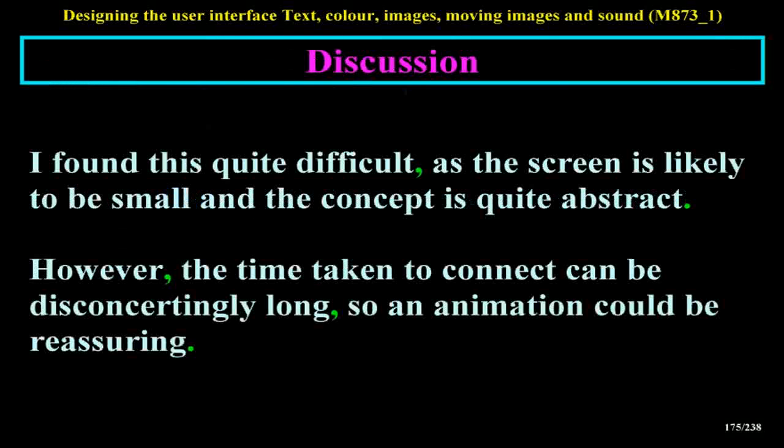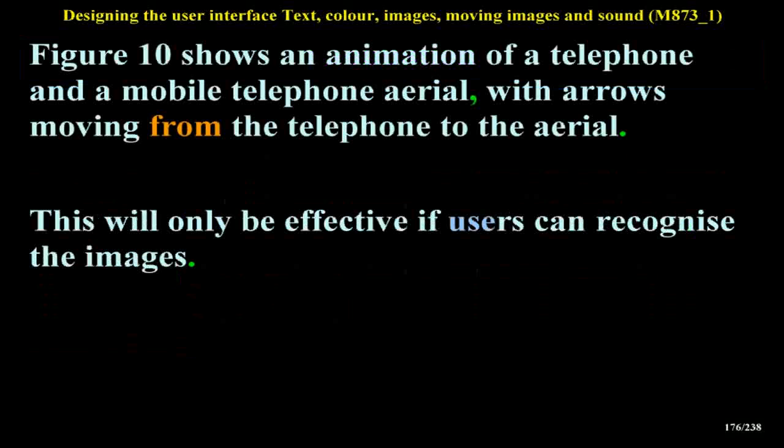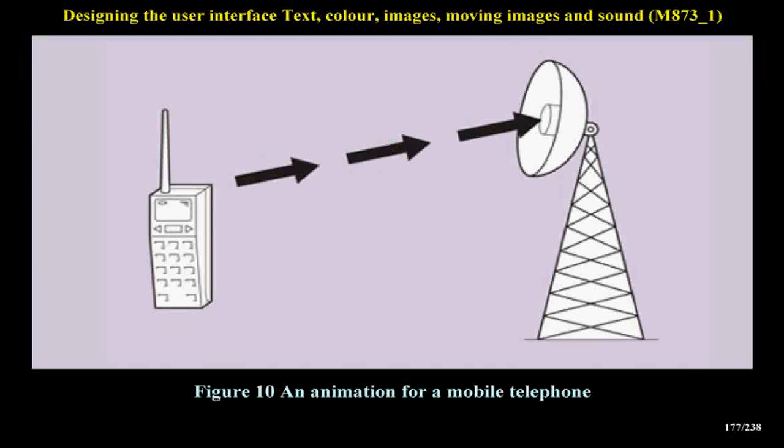Discussion. I found this quite difficult, as the screen is likely to be small and the concept is quite abstract. However, the time taken to connect can be disconcertingly long, so an animation could be reassuring. Figure 10 shows an animation of a telephone and a mobile telephone aerial, with arrows moving from the telephone to the aerial. This will only be effective if users can recognize the images. Figure 10: an animation for a mobile telephone.